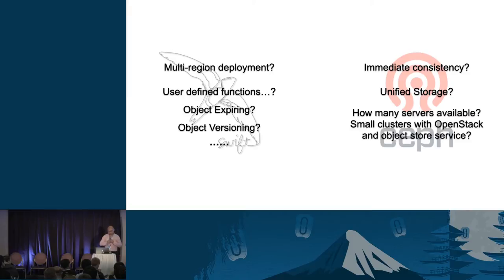For another question, you may take something into account. How many servers are available? How many servers can you use to build a system? We know that if we want to make a distributed storage system reliable, you may need three or more nodes. Actually, if you use it in production, you may need 4 or 5 nodes at least. So if you do not have many servers, it is a small cloud, and you want to use OpenStack, and you also want to provide an object storage service, you'd better choose Ceph. And there are other things, so I will not list all of them.